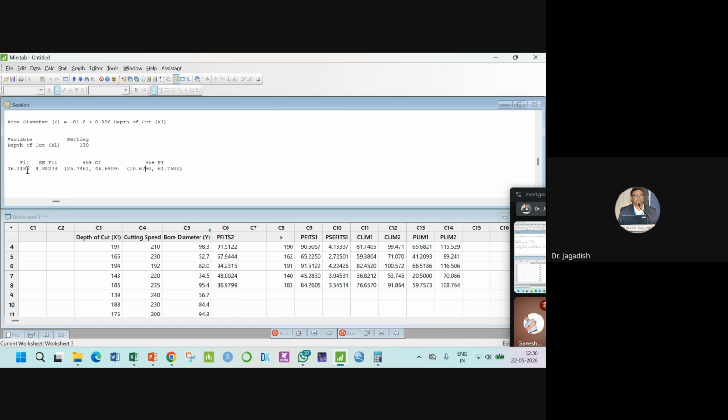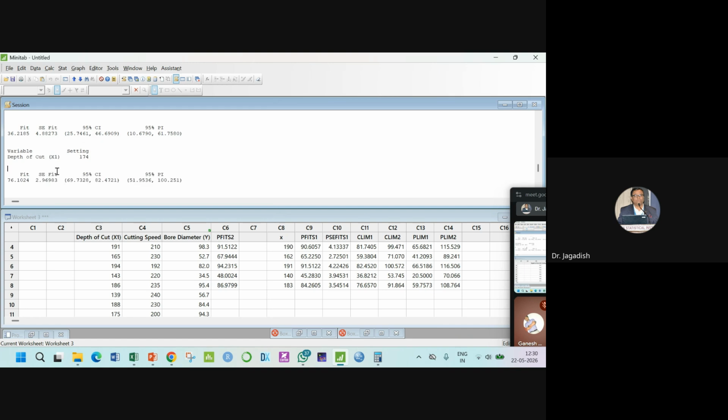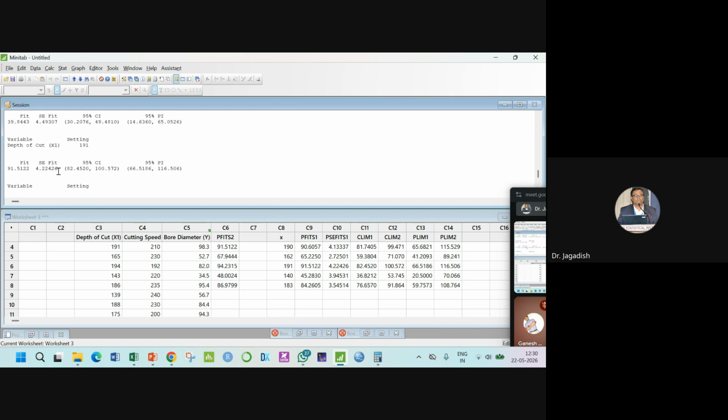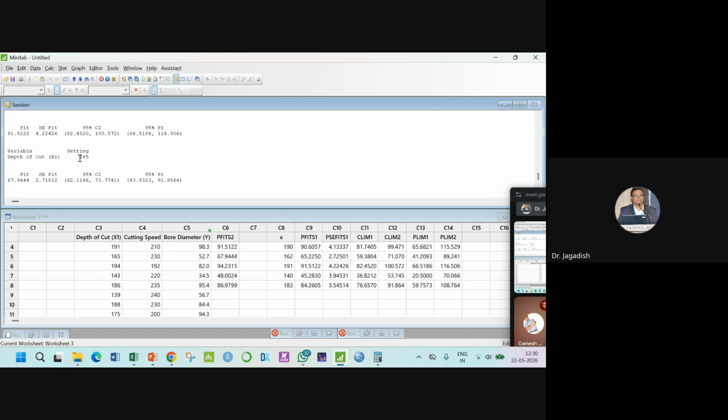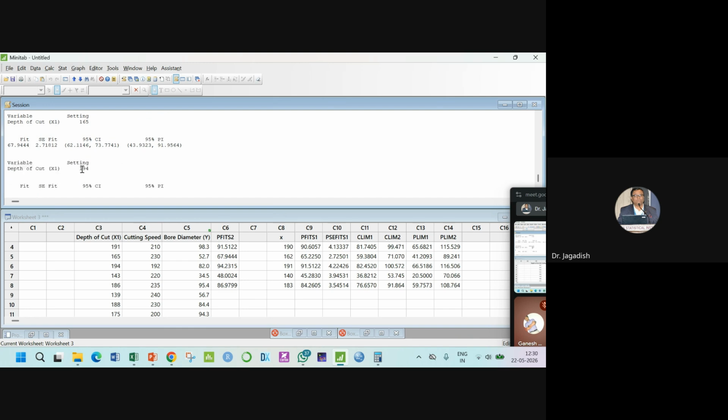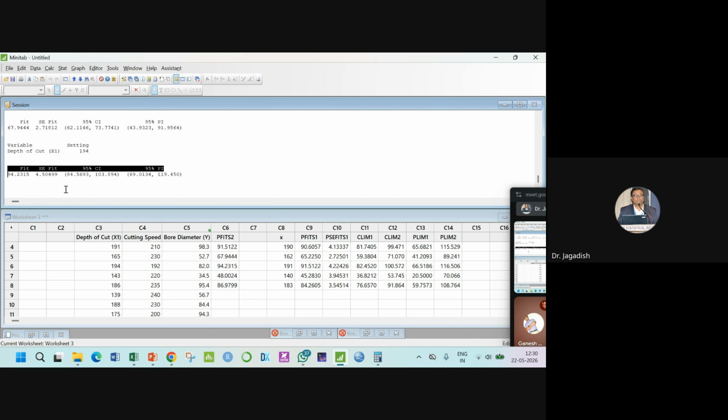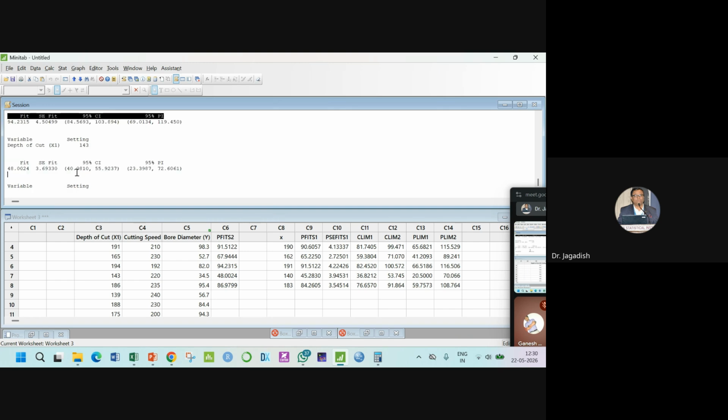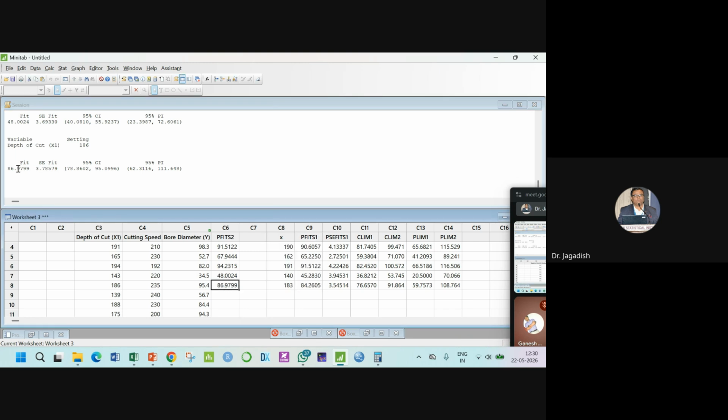For a value of 130, what is the fitted value? Again, for different values, for 191, what is the fitted value? For 160, what is the fitted value? Like that, for 194, what is the fitted value? So we have calculated here. So for 143, like that. So for 186, what is the value? We got 86.97.